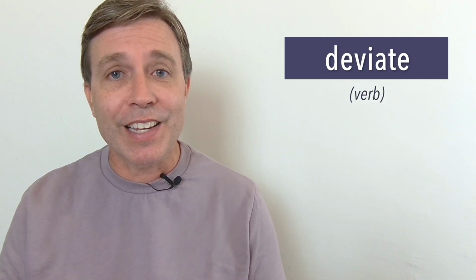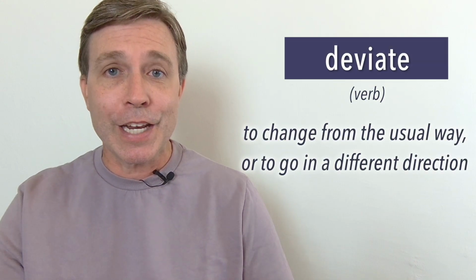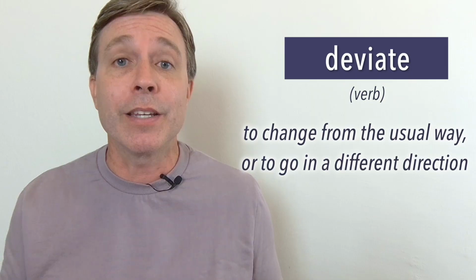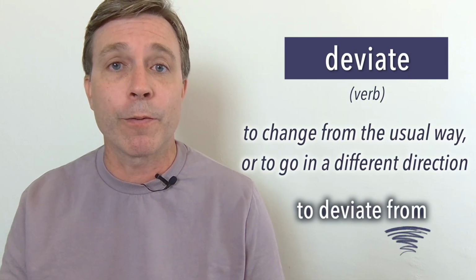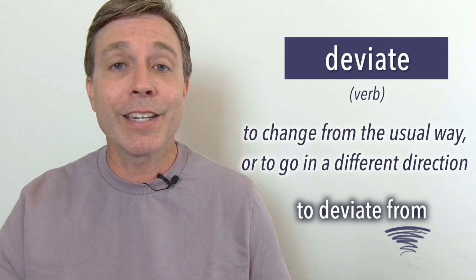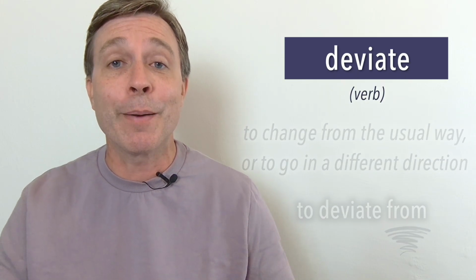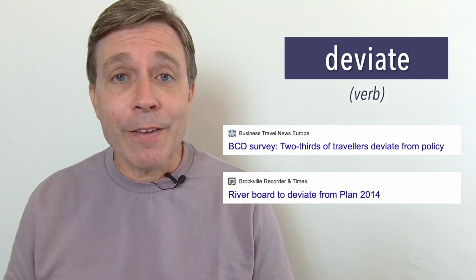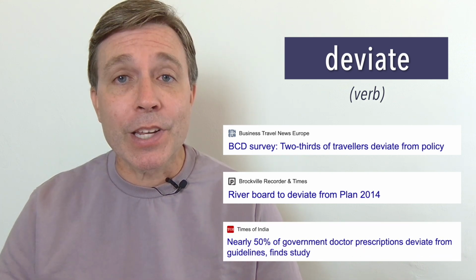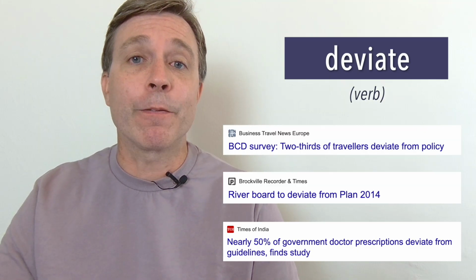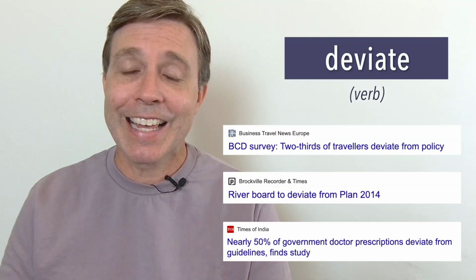Next is deviate. This is a great example of a precise verb because it means to change from the usual way or to go in a different direction. And often you're going to follow this verb with the preposition from, to deviate from. And here are some more news headlines to demonstrate that. BCD survey, 2/3 of travelers deviate from policy. River Board to deviate from Plan 2014. That was a while ago. Nearly 50% of doctor prescriptions deviate from guidelines, fine study. That is not good.